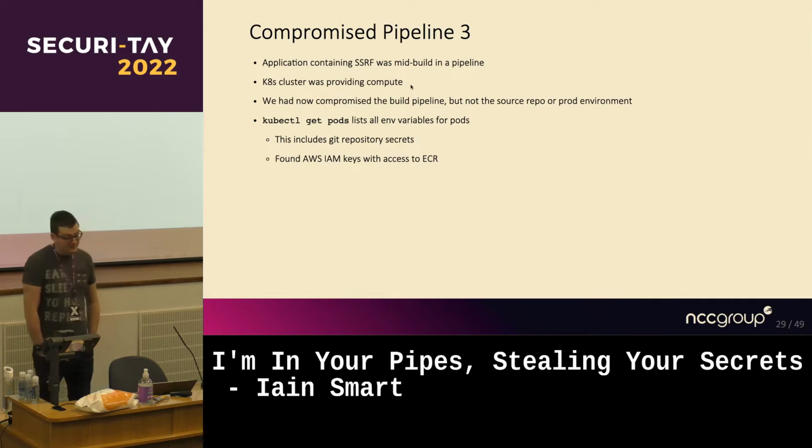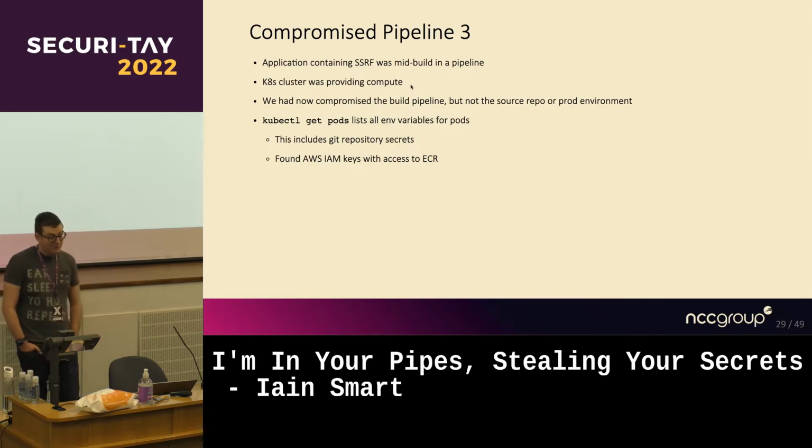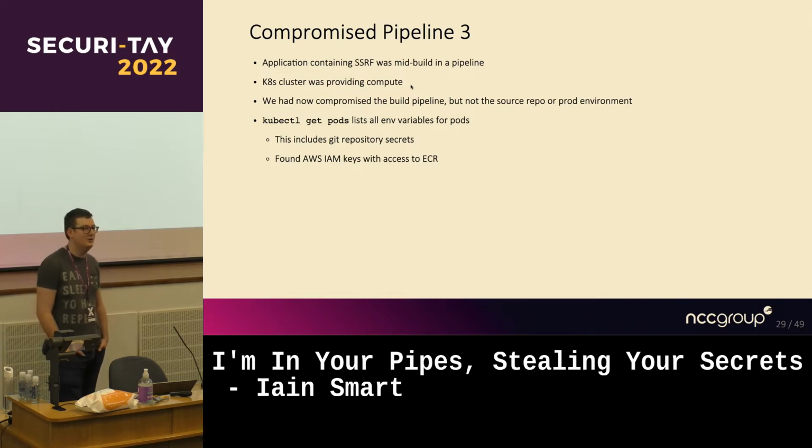So, Kubernetes cluster, we've got access in the middle. What can we do? Effectively what we were able to do in this case, we ran kubectl get pods. Let's just list all of the pods that are running, dump out their environment variables, like running PS on a build server. And we found a whole bunch of secrets.